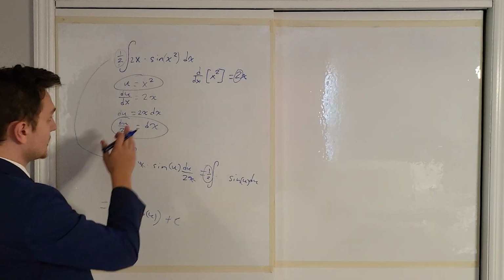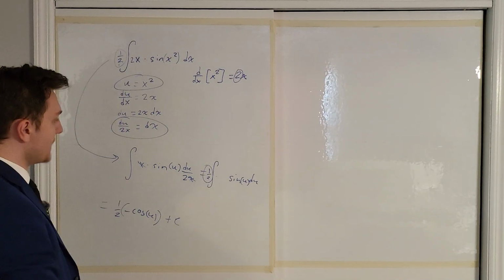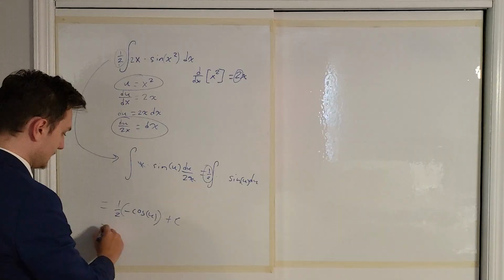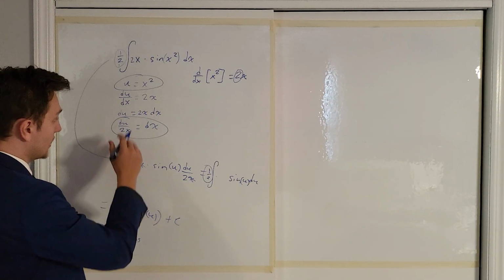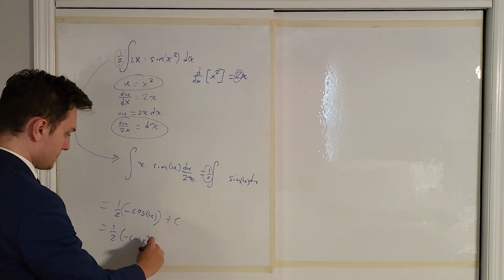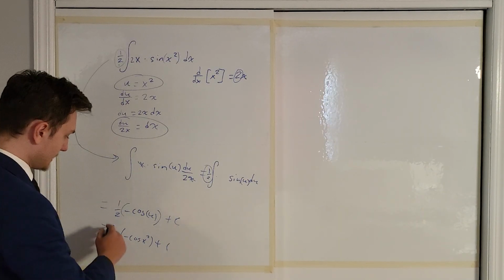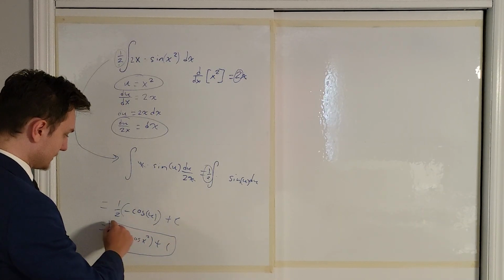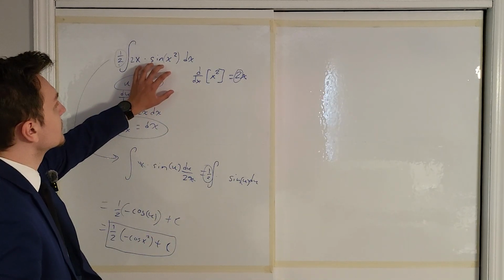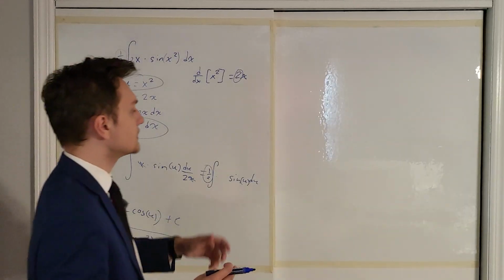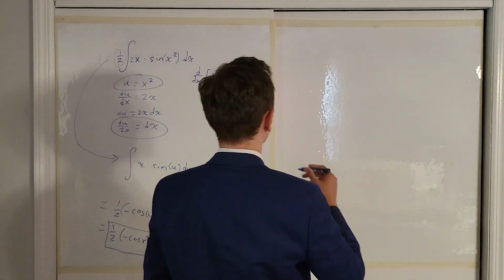So we're going to resubstitute x squared back into our integral, equals 1/2 times negative cosine of x squared plus c. And this now is our final answer, okay? Now what we need to do is, we did an example with an indefinite integral. Now we need to do an example with a definite integral, okay?